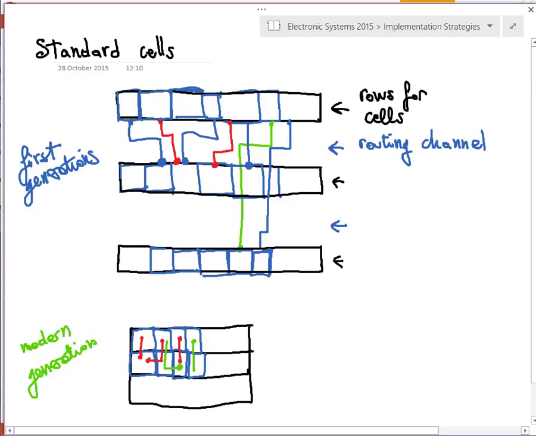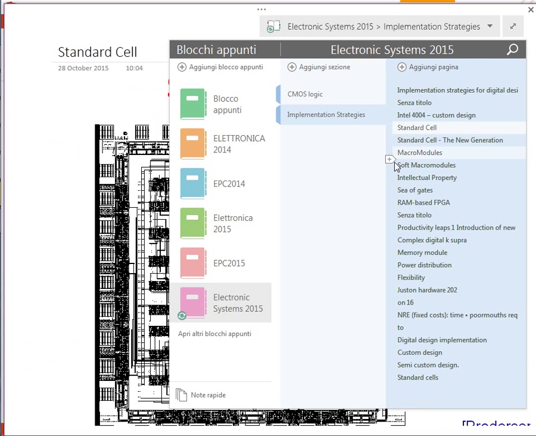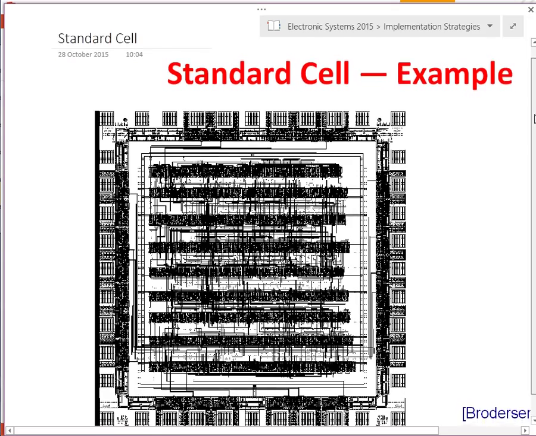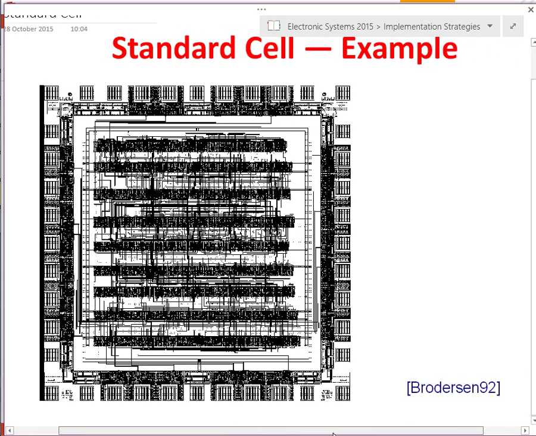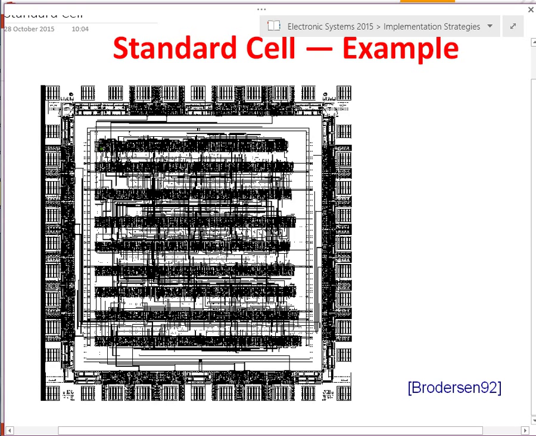The advantage is that now you can use the space, the die area, in a much more efficient way. I have a couple of pictures. Let me just see if I can. This is, for example, the design of a standard cell from the 90s. Okay, you can see pretty clearly these black stripes that are the channel rows, the cell rows, okay, and then you can see between them the interconnections, okay.